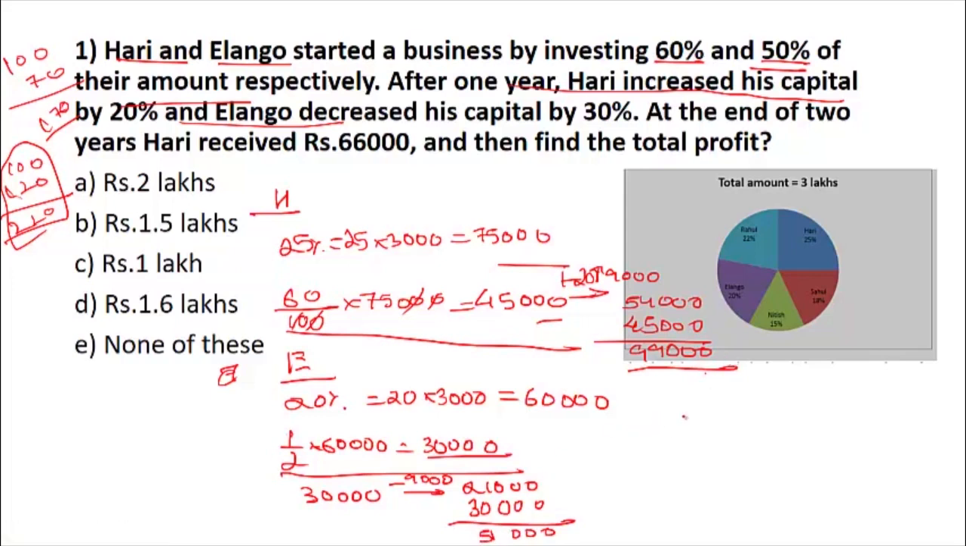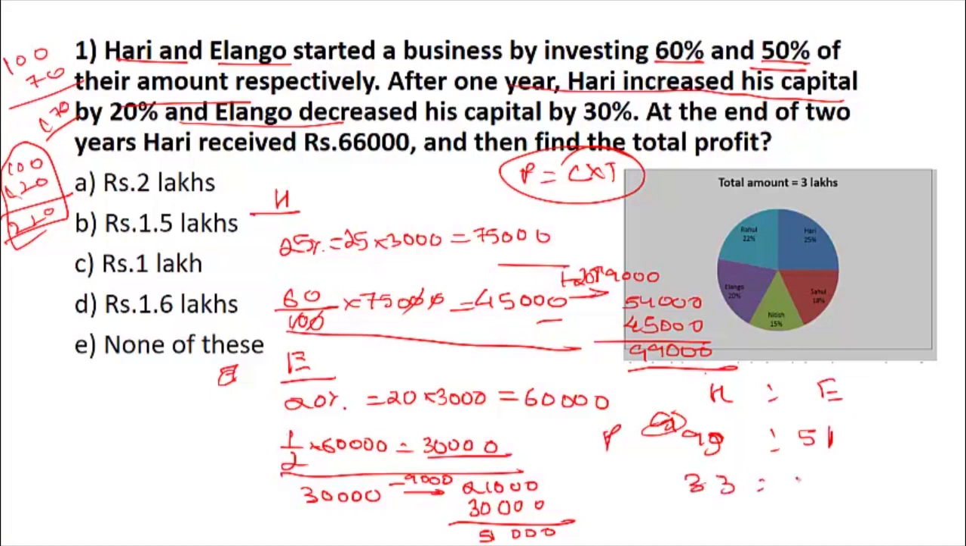So the ratio of both of them, that is the investment amount, if you know the formula, profit is capital invested into the time period. Okay, so time period is same for both of them, that is 2 years. So let us find the profit ratio between Harish and Ilango. So the amount Harish has invested is 99. We are not adding the 000 because the 000 will get cancelled here. 99 is to 51. Okay, so if you see, it will be divided by 3. So this will be 33 and 17.